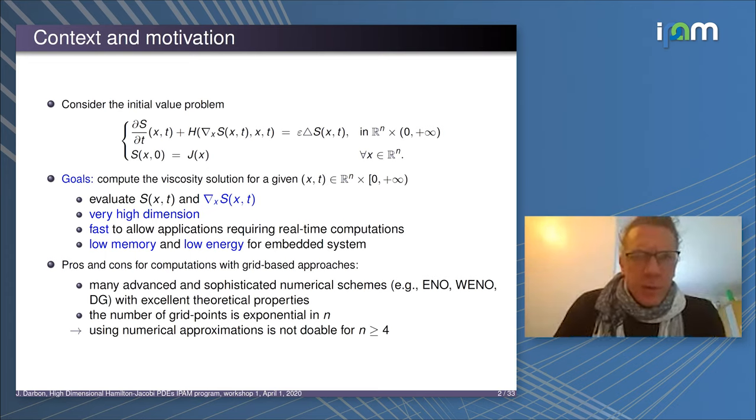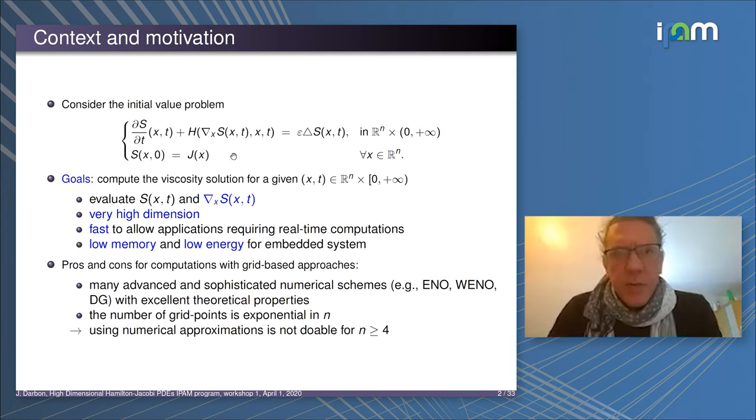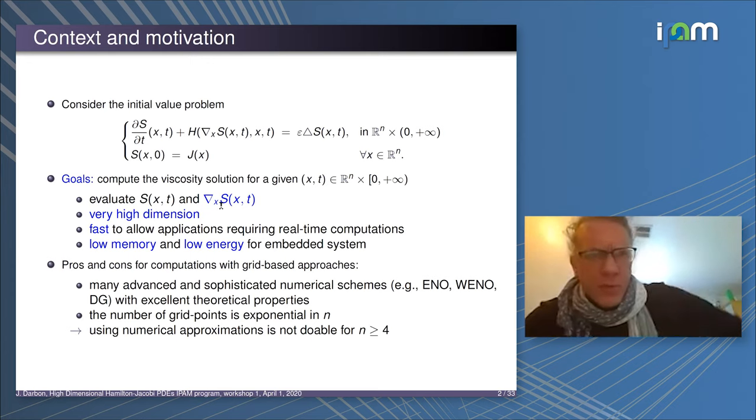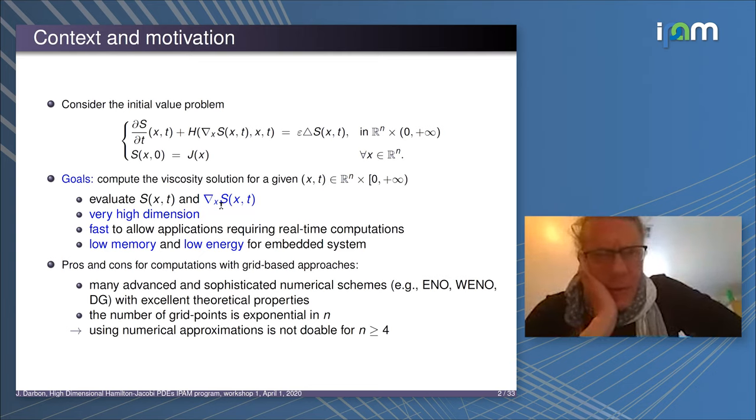So the main goal of what we want to achieve is to compute a viscosity solution of this equation given x and t, when x lives in R^n and t is a non-negative number. The goal is not only to evaluate the value function s at x and t, but also its gradient with respect to space, because it has important application for control. You need this to be able to compute the control. Of course, we want to do that in very high dimension, if possible. And it's also obvious that we want to compute that in a very fast way and potentially in real time.